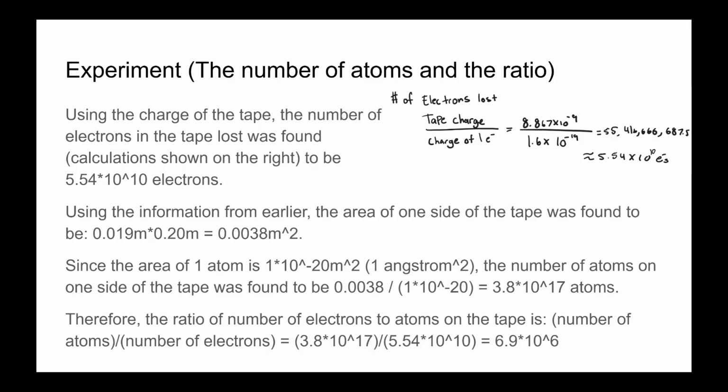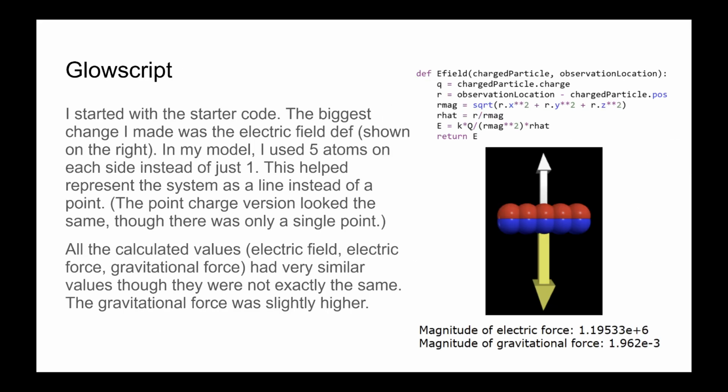So I started with the starter code in GlowScript. The biggest change I made was the depth for the electric field, which is shown on the right. In my model, I used 5 atoms on each side instead of just 1. This helped represent the system as a line instead of a point. The point charge version looked about the same, though there was only a single point.